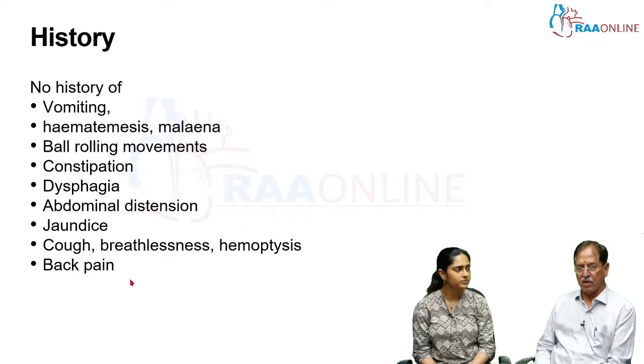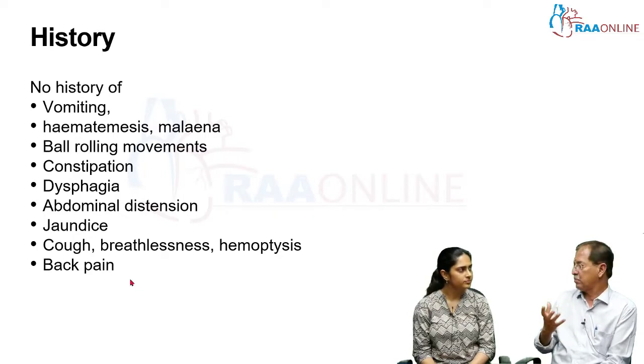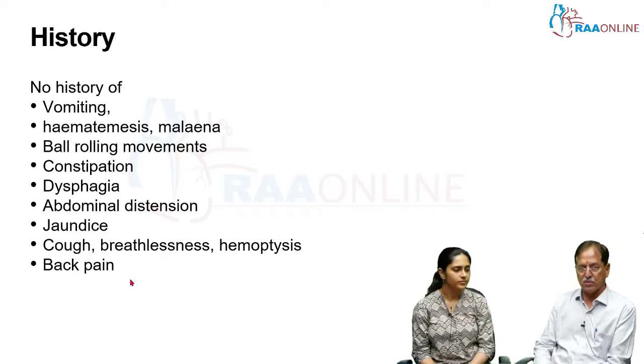In ball rolling movements, it will be significant in which condition? Malignancy or benign? Benign, sir. It can be in both, but more evident in benign conditions, because in benign conditions the stomach musculature hypertrophies and hyperplasia is also there. Whereas in malignancy, when there is outlet obstruction, the tumor infiltrates the muscular layer, so you don't expect hypertrophy or hyperplasia. But still there is a dynamic obstruction, there will be peristalsis against the obstruction, so the patient can have ball rolling movements.